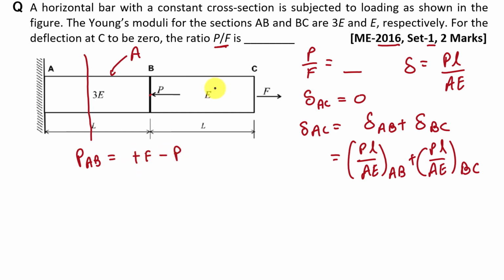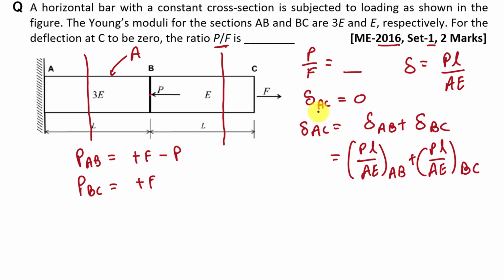And to find out load in part BC, we will take one section in part BC like this, and we will take summation of forces either side of this section acting on this rod. Here again we will take summation of forces on the right side of this section. And on the right side there is only one force, F, acting. So we can say that P, the load in part BC, is equal to plus F, because it is acting away from the section, so here we take positive sign.